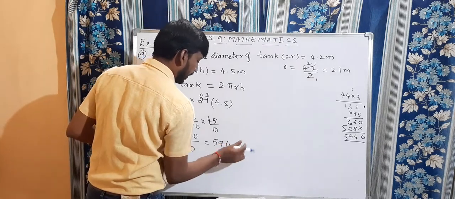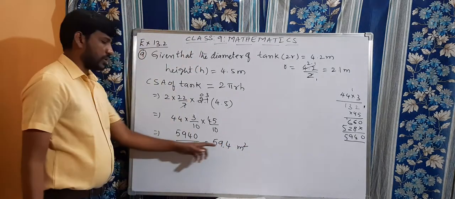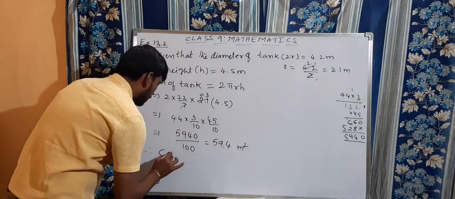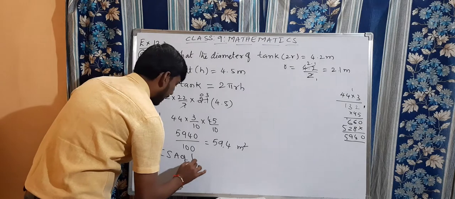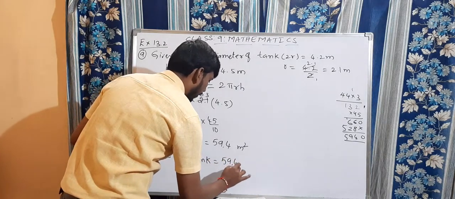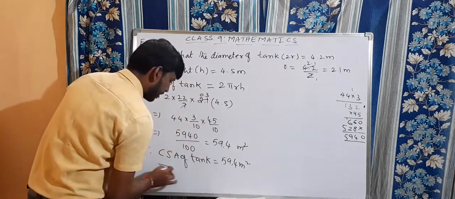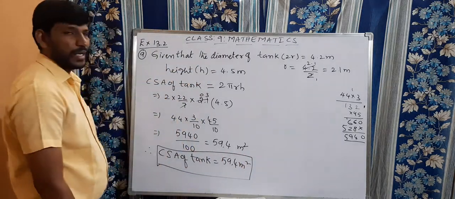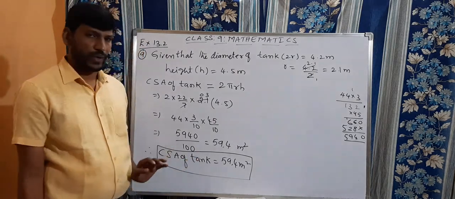They are given in terms of meter, no? Right. Units, write the units compulsory. So therefore, CSA of tank is equal to 59.4 meter square. Okay, this is the therefore statement. What is the answer? 59.4 meter square. This is the first one.